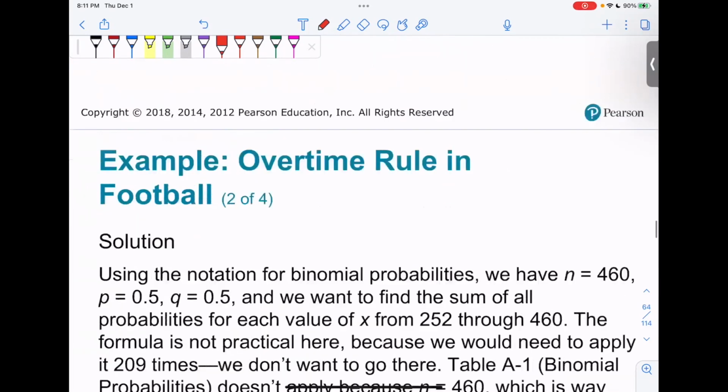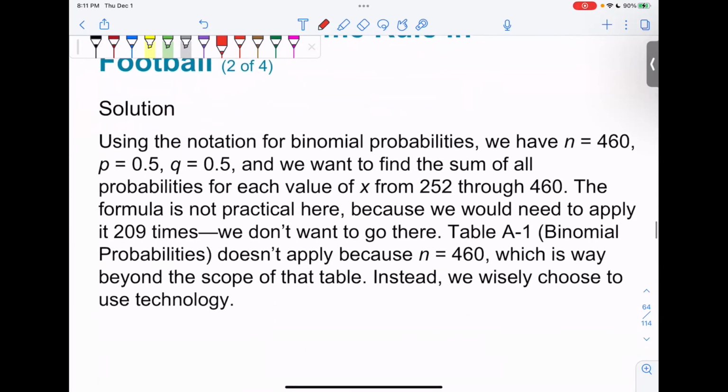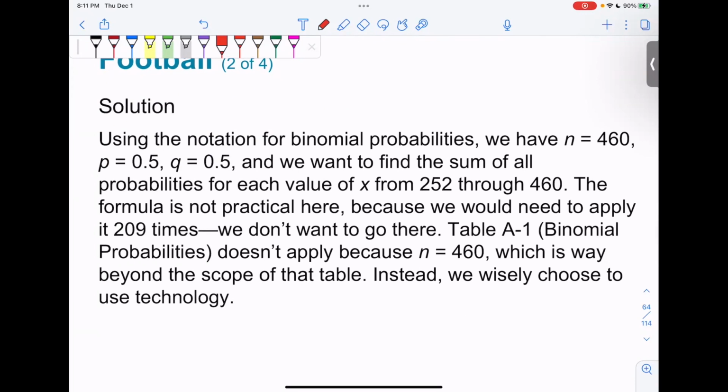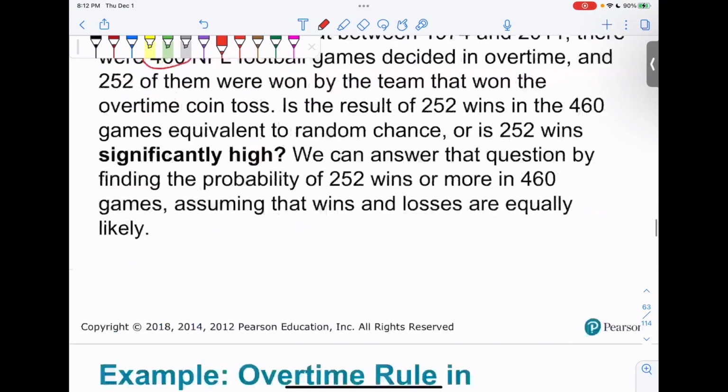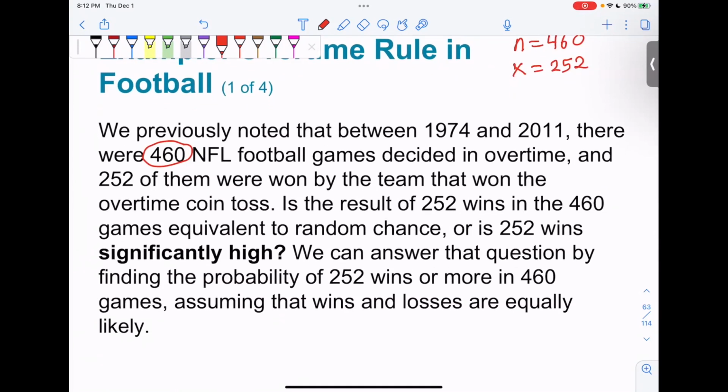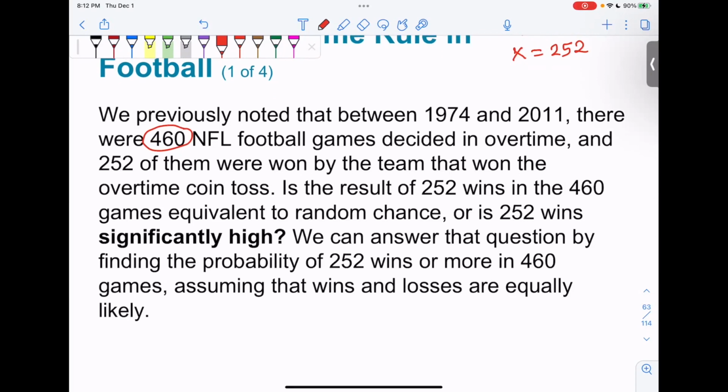Okay, so let's see here. Yes, so n equals 460. There were 460 football games decided in overtime, and 252 of them were won by the team that won the overtime. The results. Okay.